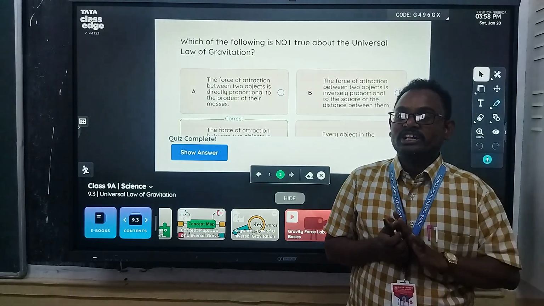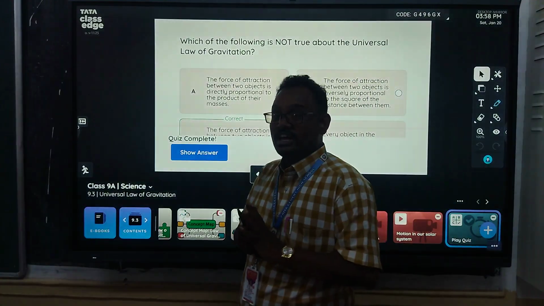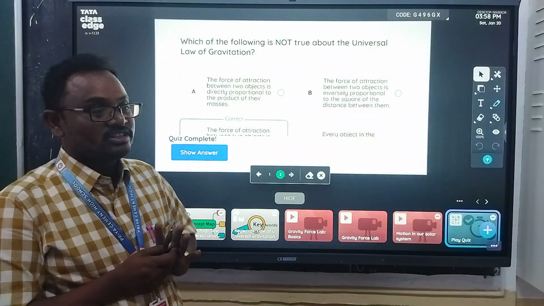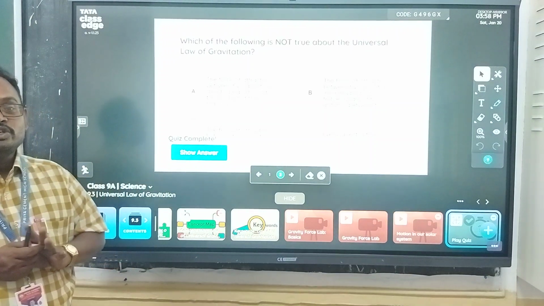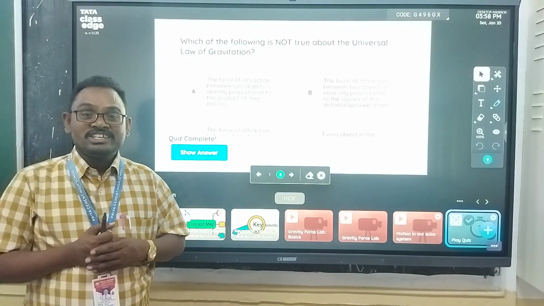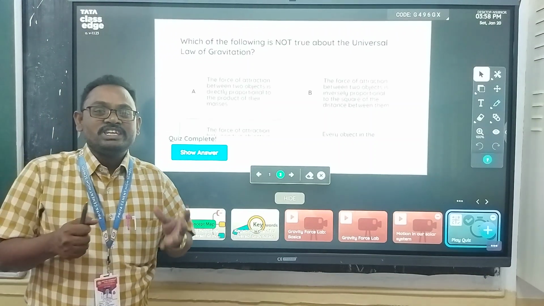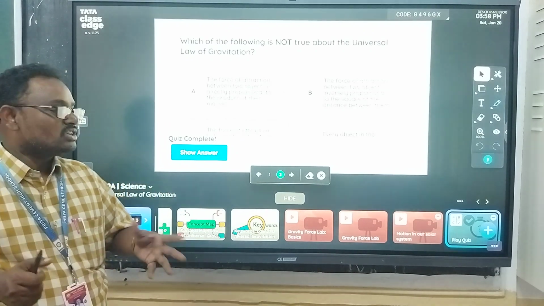At the same time here also, the gravitational force of the earth on earthly objects is much more when compared with the force between you and the wall. Due to this reason, we cannot experience any force of attraction toward the wall.